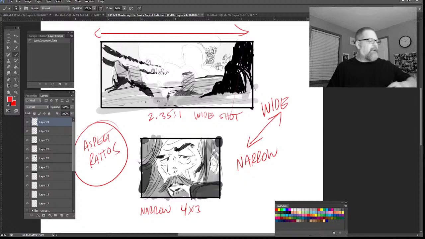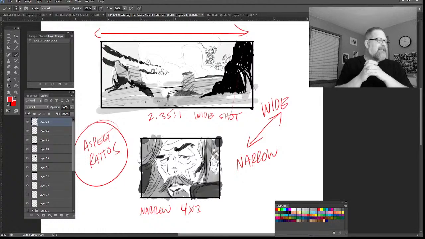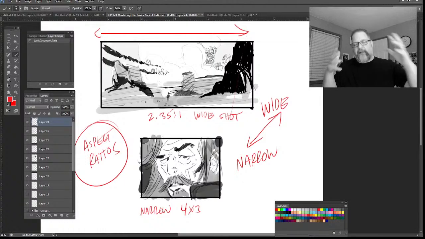And then Blissful Soul says, the 4x3 expresses more emotion. Yeah, it does. Blissful Soul, you've been on point tonight. Good job, my friend. You've nailed a lot of this stuff. Your thinking is in the right direction.